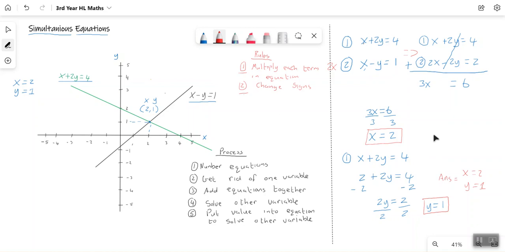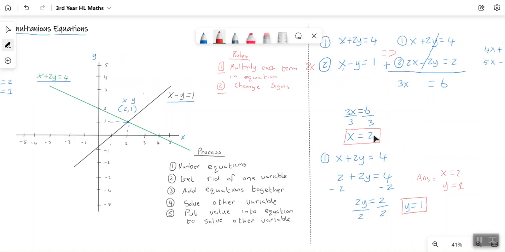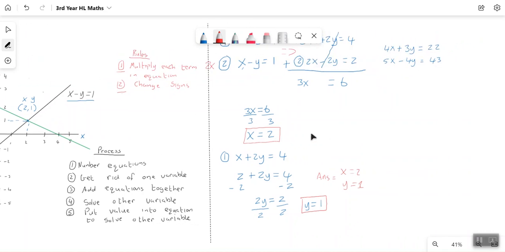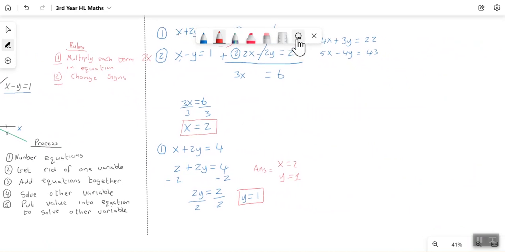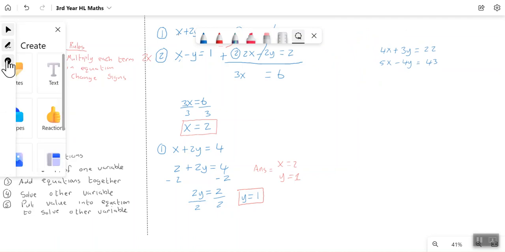So let's give this another go. So let's have a look at this question here. So we have, let me just bring this over here. So we have this equation here. So this simultaneous equation. Let me just bring this down here. And I'll just draw a line down here as well.